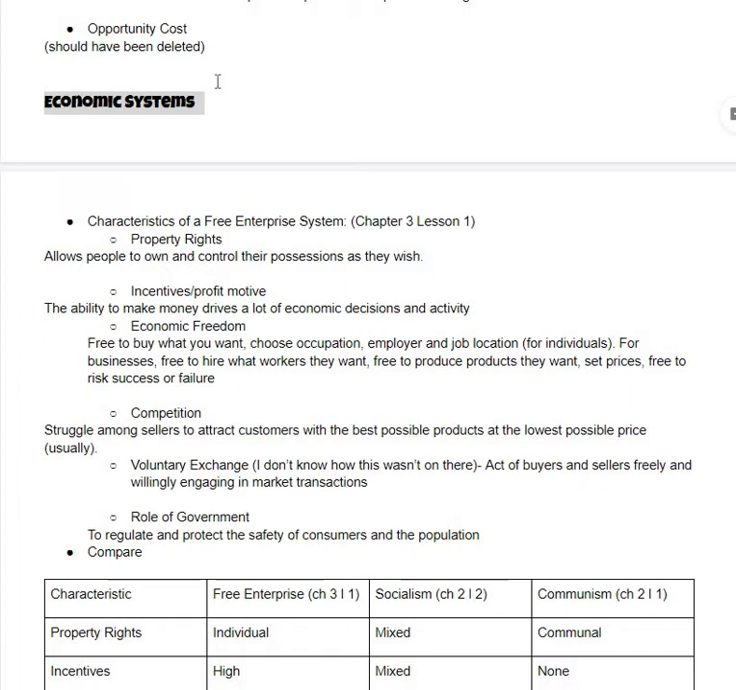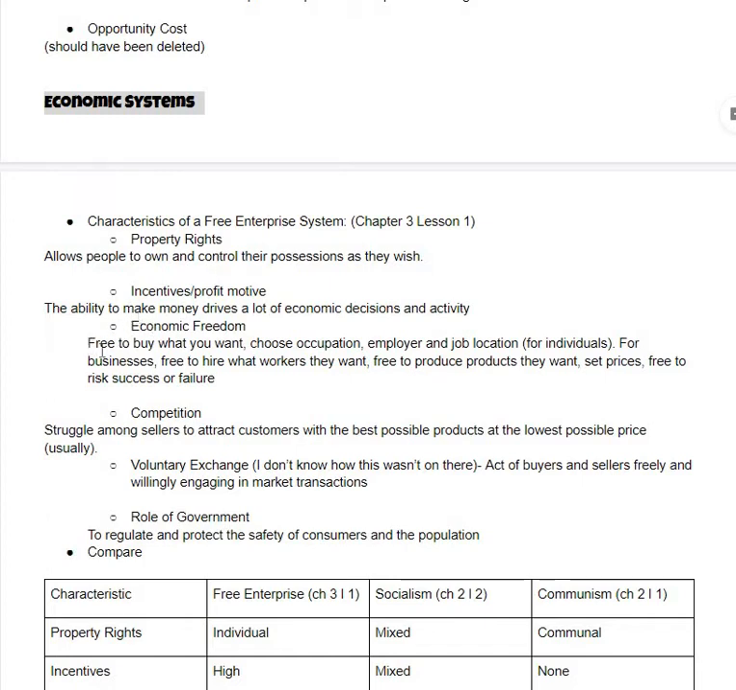Okay, so let's see. Economic systems, characteristics of a free enterprise system. Again, property rights allows people to own and control their possessions as they wish, which creates an incentive for them to maintain their property and keep it really nice. Economic freedom, incentives, profit, allows the ability to make money and drives a lot of economic decisions and activity, both from consumers and producers.